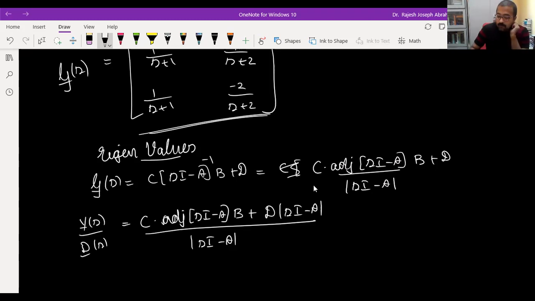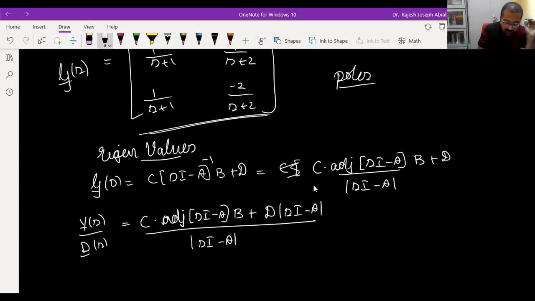What do you mean by poles? Poles are those values of S which make a transfer function infinite. That means poles are given by the roots of the denominator of the transfer function. So I can say that determinant SI minus A corresponds to the denominator polynomial of the transfer function, because this is also a transfer function.